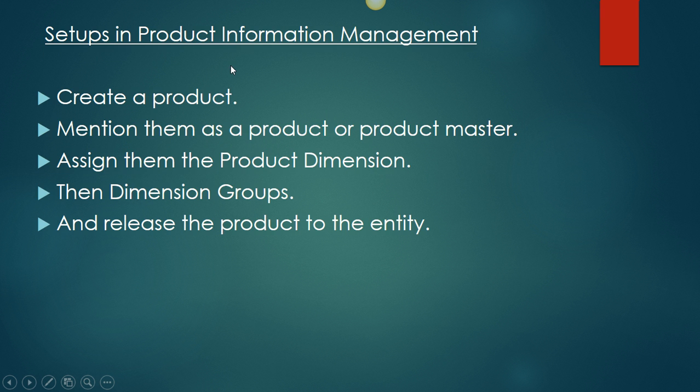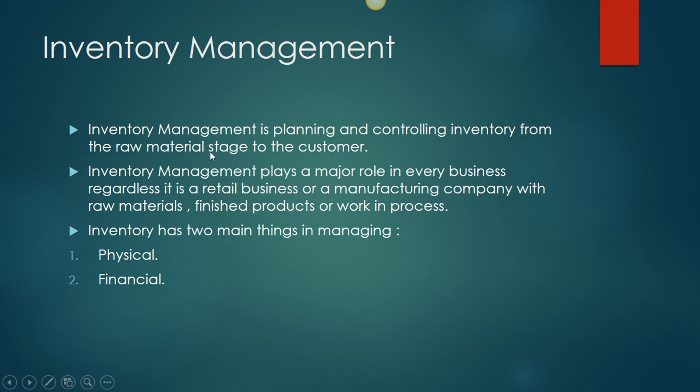So this is the setup of product information management. We have to create a product and mention whether it is a product or a product master, assign it to the product dimensions, then the dimension groups, and we have to release the product to the entity so that we can purchase and sell the product. So next is inventory management.